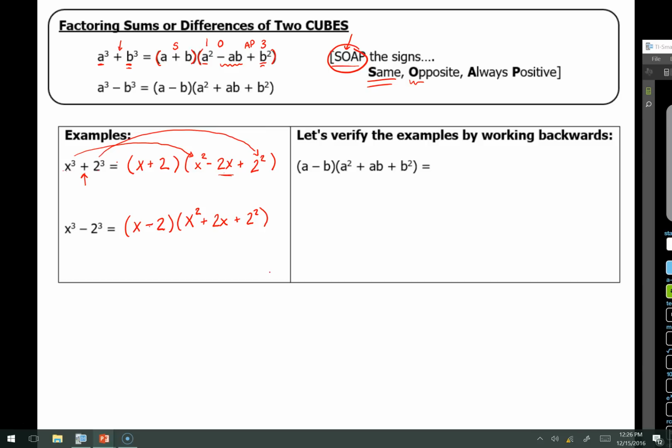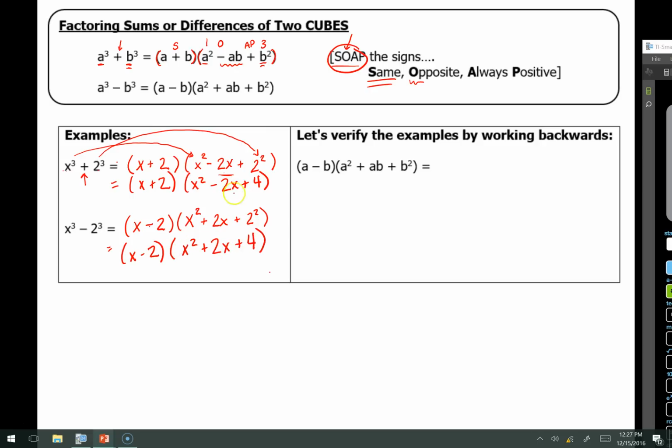Do you see what it is? Do you see this 2 squared? I need to simplify this. So in both of these, I'm going to write x plus 2 times x squared minus 2x plus 4. And in this one, I'm going to write x minus 2 times x squared plus 2x plus 4.